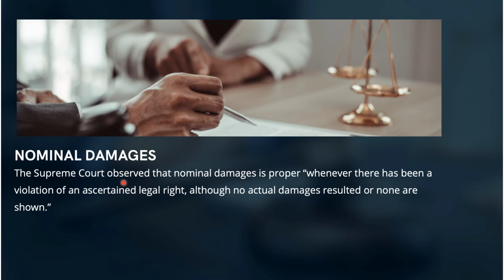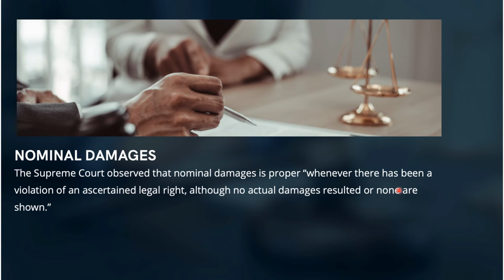So for nominal damages, the Supreme Court observed that nominal damages is proper whenever there has been a violation of an ascertained legal right, although no actual damages resulted or none are shown. So as an example, there was one case where plaintiffs sued an airline because they failed to transport them to Manila. And then the Supreme Court acknowledged that at that time, the Mount Pinatubo eruption prevented the airline from proceeding to Manila on schedule. However, it was justified that the airline failed to make the necessary arrangements to transport the plaintiffs on the first available connecting flight, and the plaintiffs were obliged to make the necessary arrangement themselves.